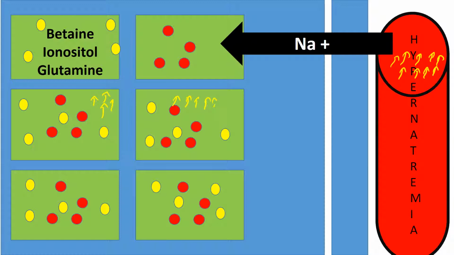But now, looking at the hypernatremia in the blood, if we try to correct this hypernatremia rapidly by giving half normal saline, then this will lead to a sudden increase in the water content in the blood, and there will be a sudden decrease in the osmolarity of the blood vessels. This will lead to pushing of this water into the intracellular space because intracellular osmolarity is very high now.